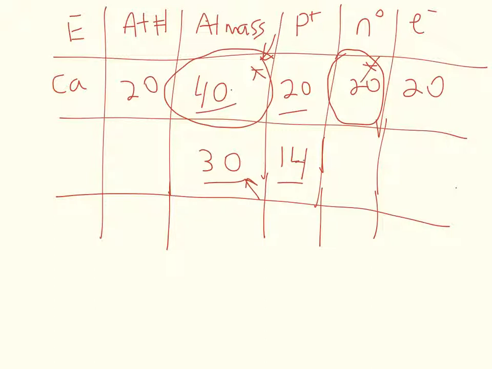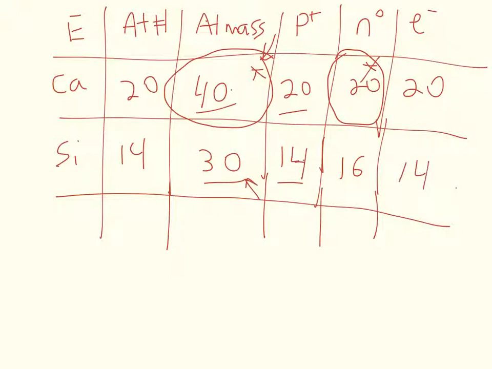So now we have to fill in this chart for this element that I've given you 14 and 30 for. So element 14, you're going to look it up. Its atomic number would be 14. That element would be silicon. To figure out the number of neutrons, you're going to do 30 minus 14, and that's going to be 16. And we're going to assume it's neutral, so it's going to have 14 electrons.